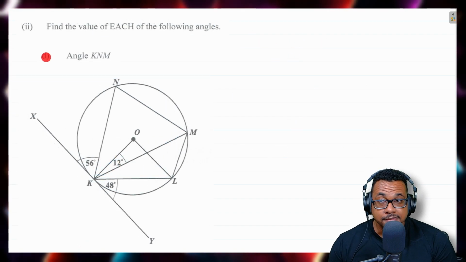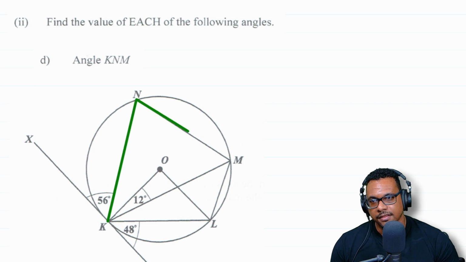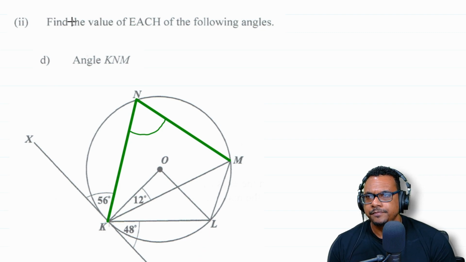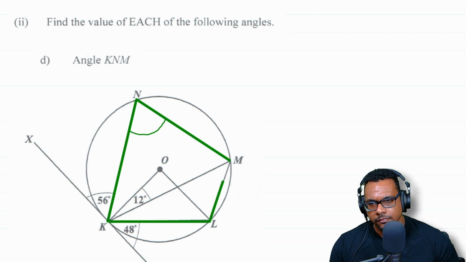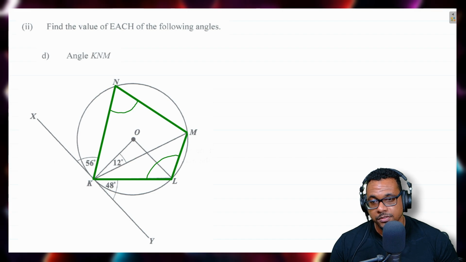Now moving on to part D, where we're going to find the value of angle KNM. Let's highlight that. Angle K to N and then N to M. This will be the angle that we want. What I'm seeing here is that we had the cyclic quadrilateral, and these two angles will be the opposite angles of a cyclic quadrilateral. So there's my cyclic quadrilateral highlighted, and this is the opposite angle that I'm talking about.